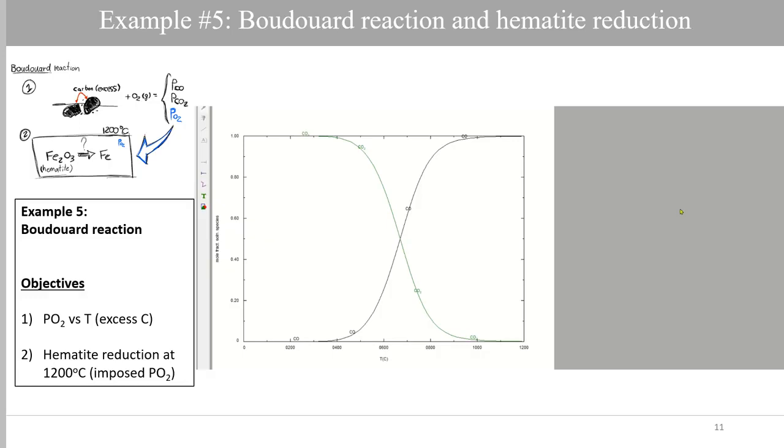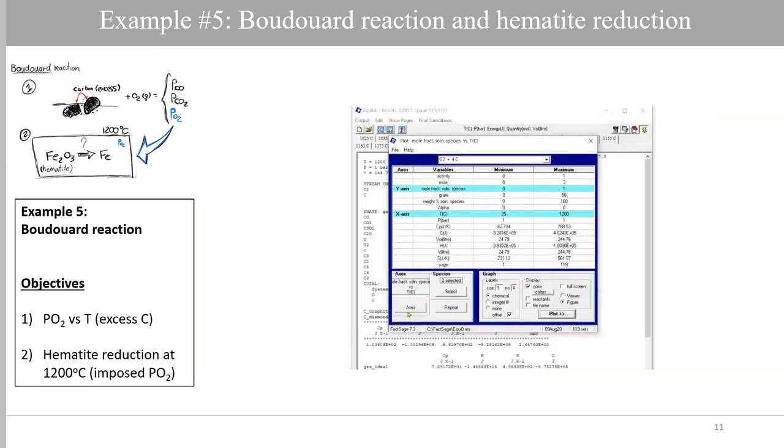Now I want to focus on the evolution of the partial pressure of oxygen as a function of temperature. In this case, I will have to change the axis of my graph so I can see something. I'm going to close this window and go back to my axis.